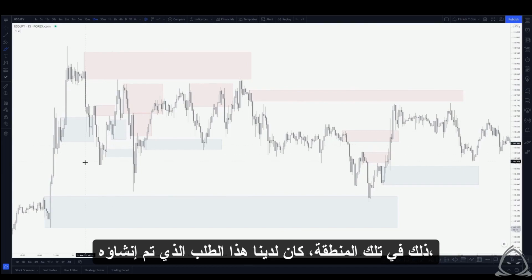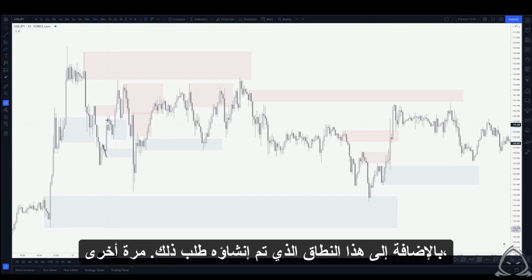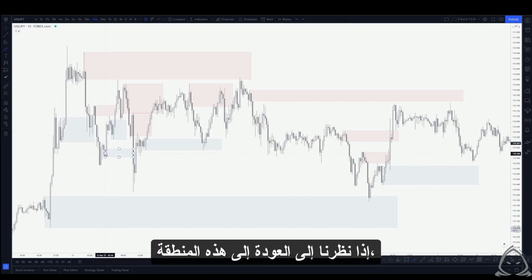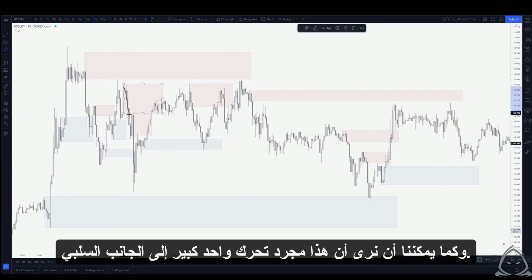Leading into that zone, we had this range created demand, which we've been able to refine to a pivot created demand, as well as this range created demand that, again, we've refined to pivot created demand. If we look at the return to this zone, we had a fairly aggressive V-shaped return. And as we can see, this is basically just one large move to the downside.